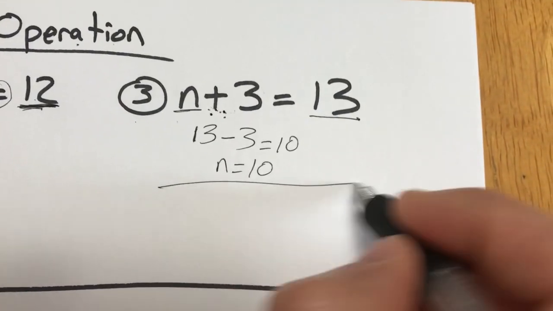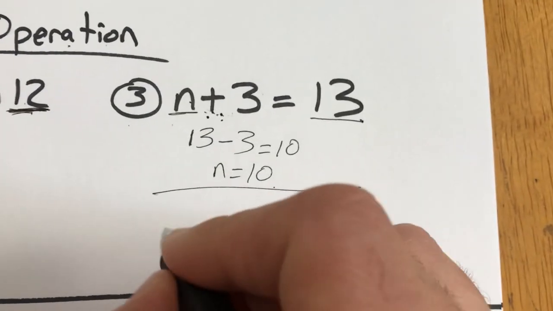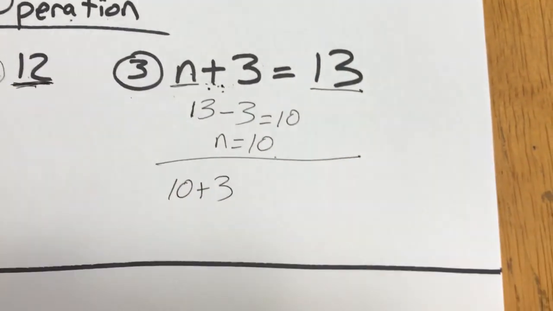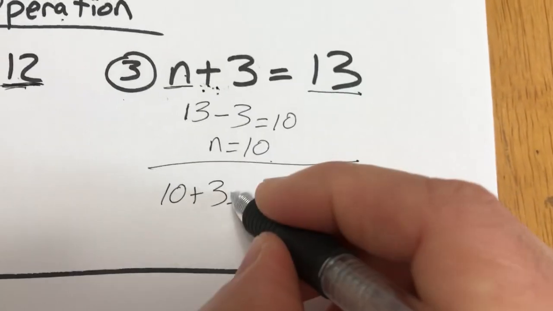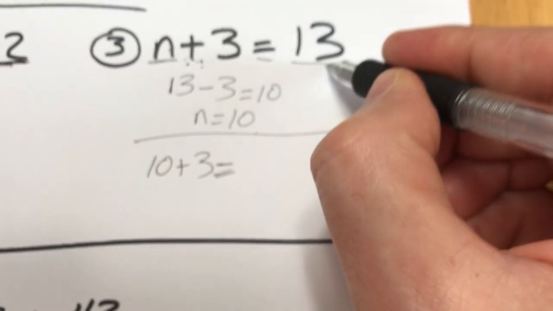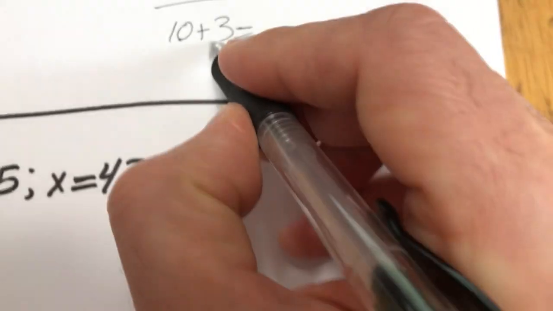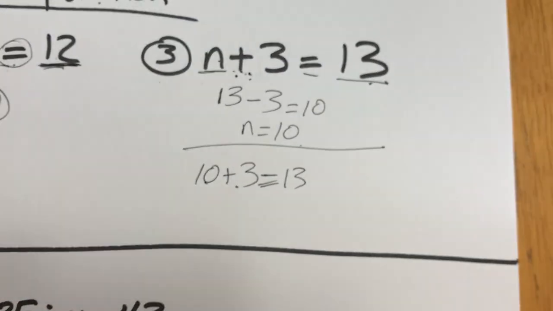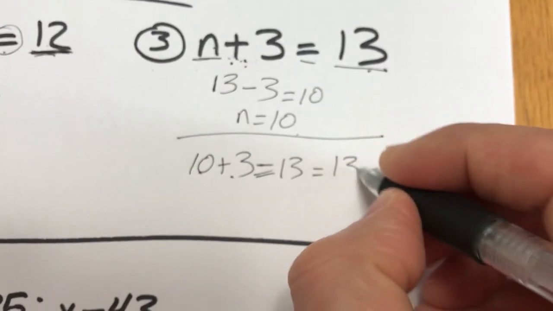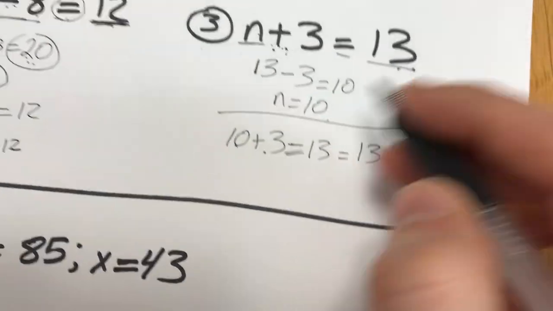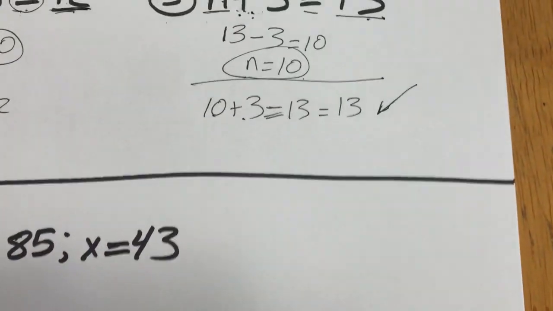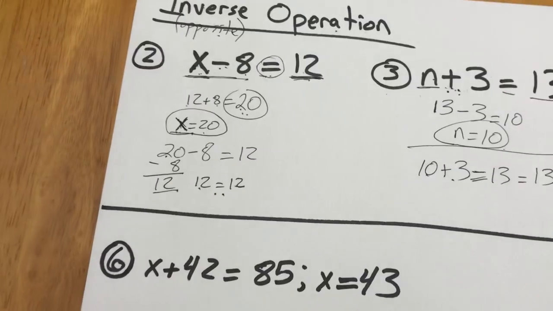And I can then plug this in and check it. N is 10, so 10 plus 3, is that equal to the other side of this equation, which is 13? 10 plus 3 is, of course, equal to 13. So then 13 is equal to 13. So this checks out that n is equal to 10. That's how I use the inverse operation.